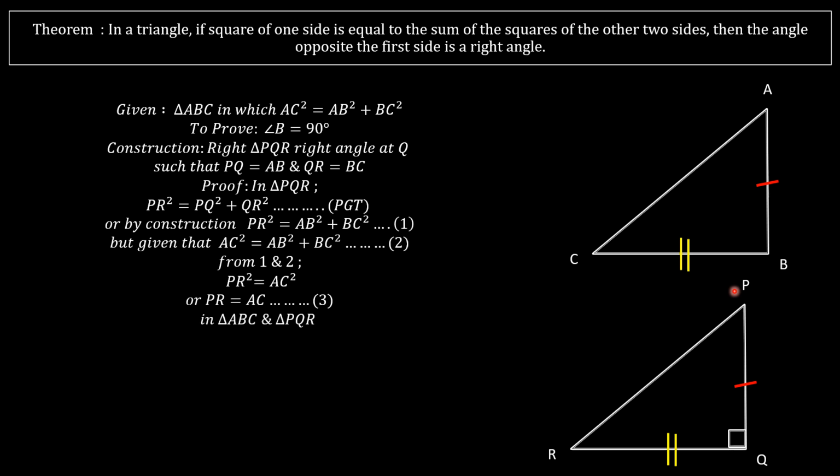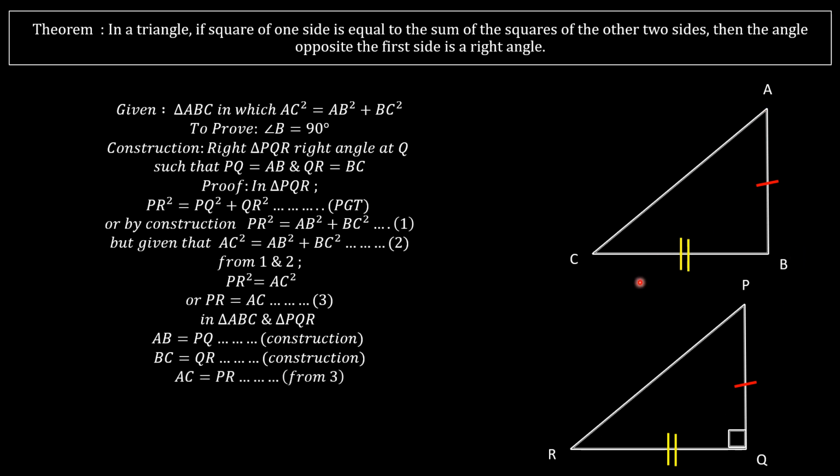Now in these two triangles, ABC and the constructed triangle PQR, AB is equal to PQ and BC is equal to QR by construction. Also AC is equal to PR from equation number 3. We just proved this. So from these we can write that ABC and PQR are congruent triangles by the SSS congruency criteria. In two triangles, when all the corresponding sides are equal, then the triangles will be congruent.